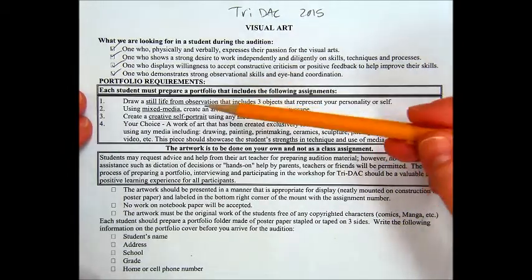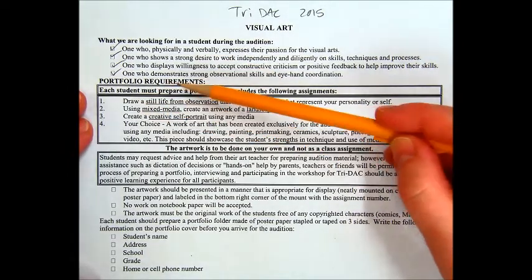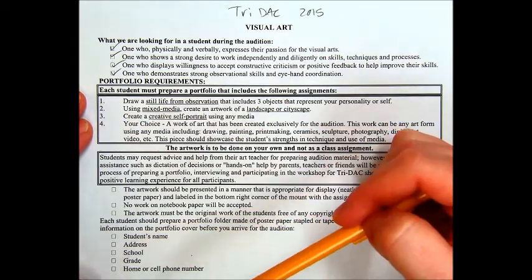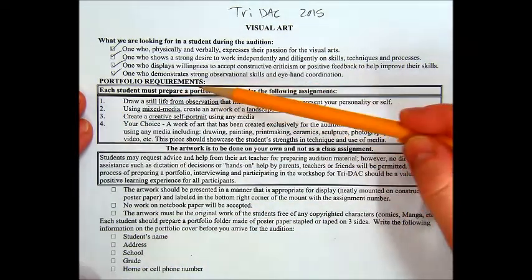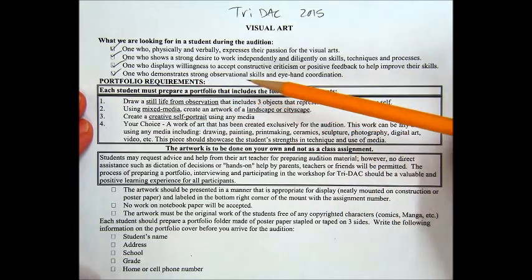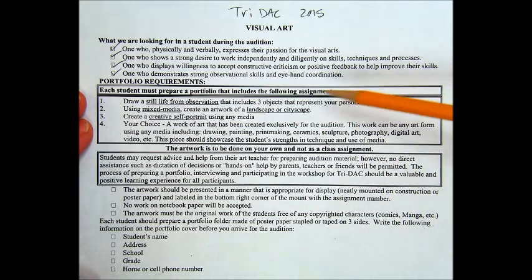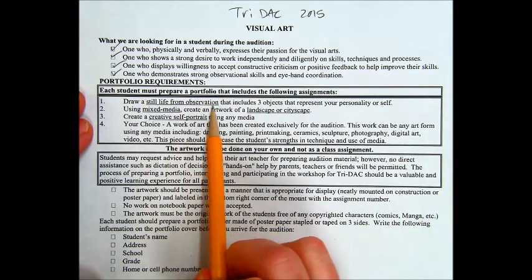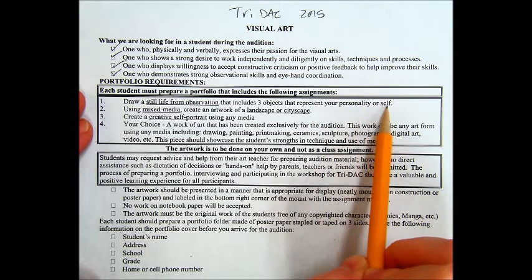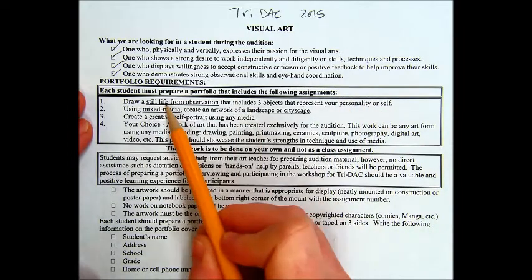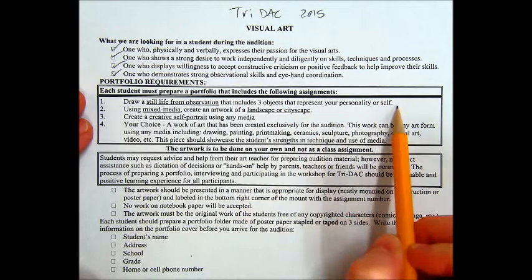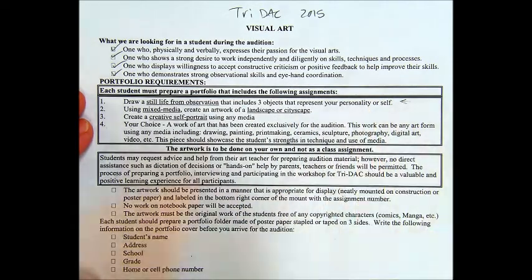And this is what you need to create. Your portfolio, of course, is your collection of artwork. There are 4 artworks that you're going to need, and so let's go over each of these assignments, because each student must prepare a portfolio that includes the following assignments. Draw a still life from observation that includes 3 objects that represent your personality or self. Let me show you some examples of a still life, and then talk to you about this requirement. Let me show you those pictures.